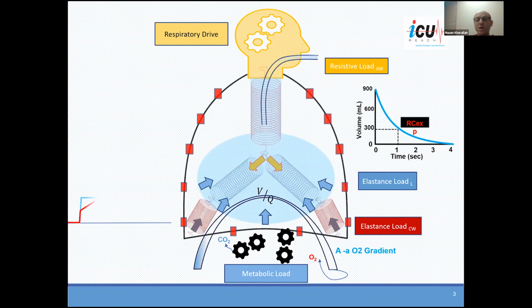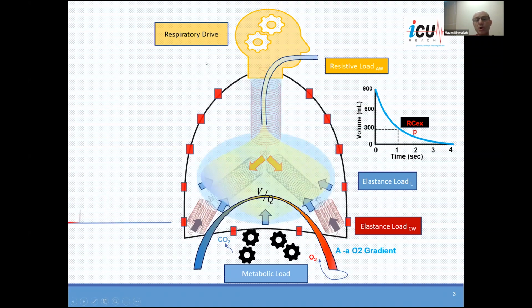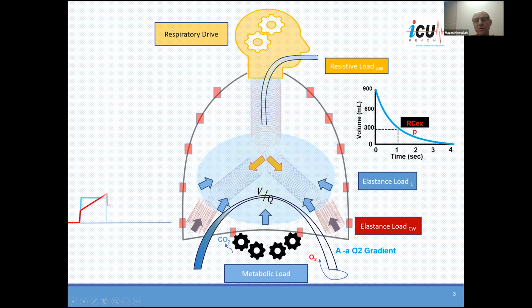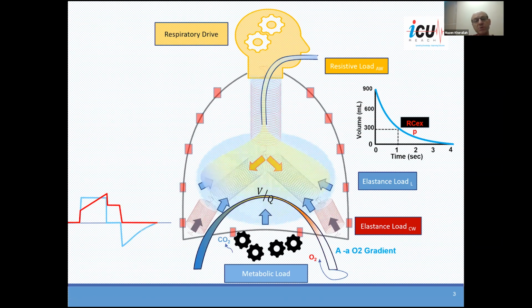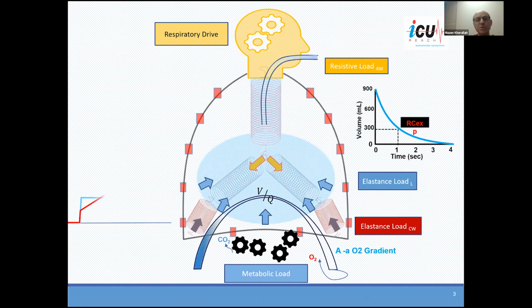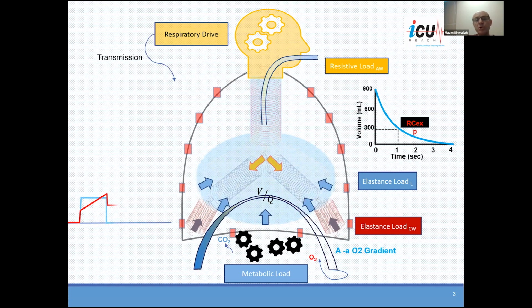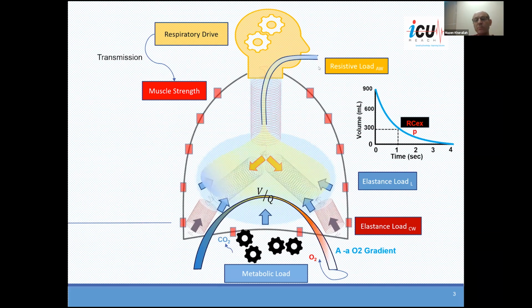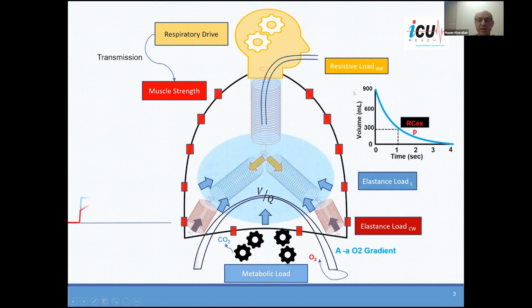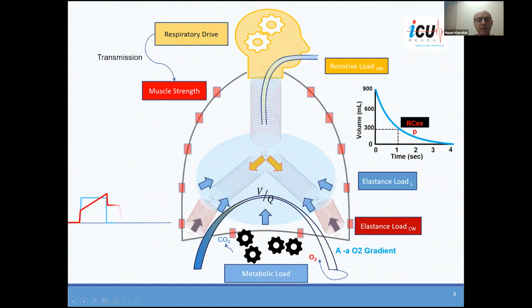Whatever the problem is, the patient has to work hard, and that starts from the respiratory drive on the other side here. The patient has to have the respiratory drive that will fire enough respiratory rate, and then transmit through the neurons and the nerves into the muscles, which should have the strength to work enough to overcome that load, whether it is resistive, elastic load, or metabolic load. And this is what we call the work of breathing.